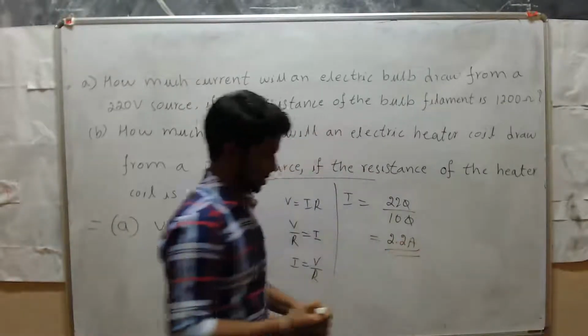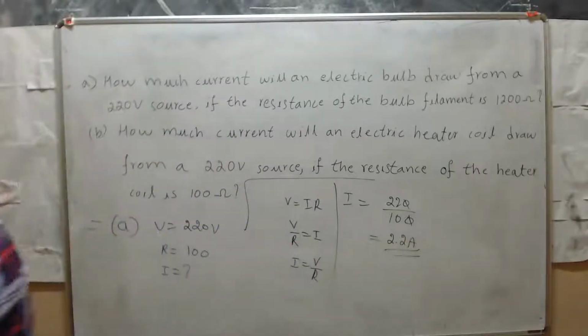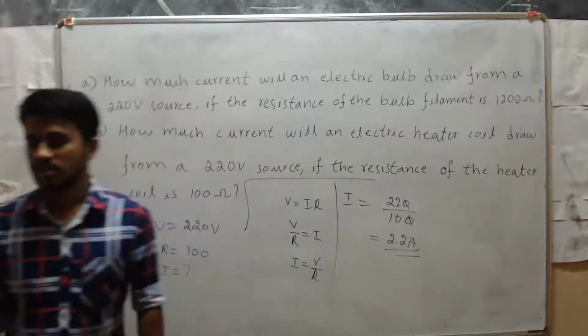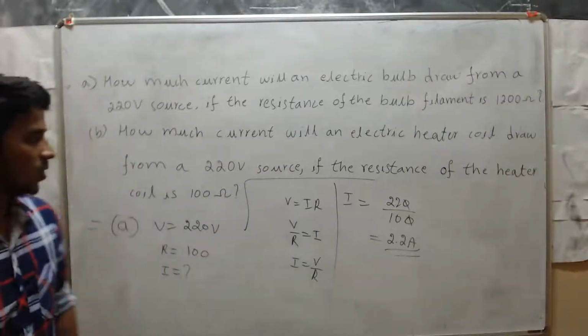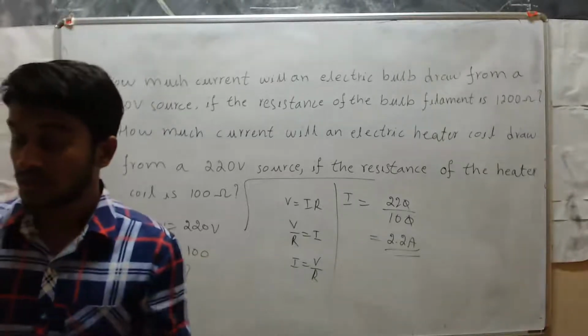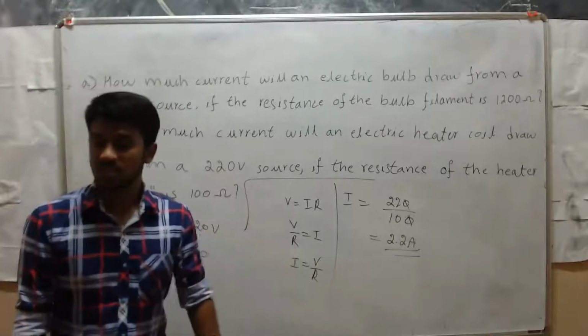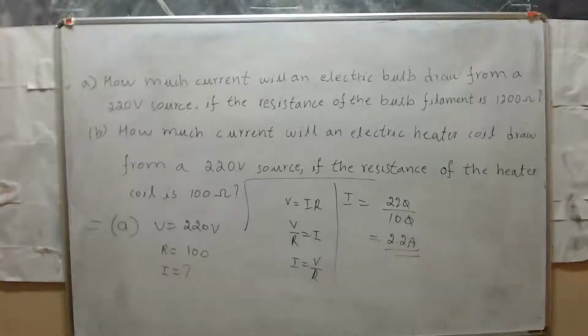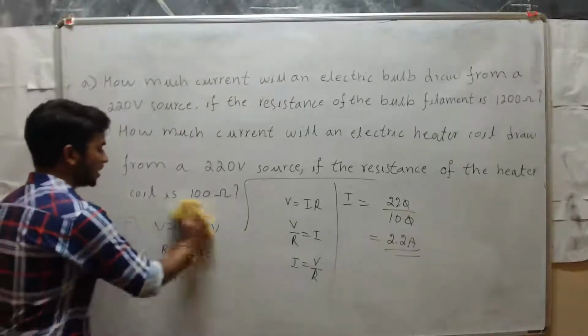When you divide 22 divided by 10, you will get 2.2 ampere. See, earlier you got 0.18 ampere, but now it is 2.2 ampere. Because earlier the resistance was high, so you got less current. In this case, resistance is low, so you got more current compared to the earlier one. So clear, right? When resistance increases, current decreases. When resistance decreases, current increases.